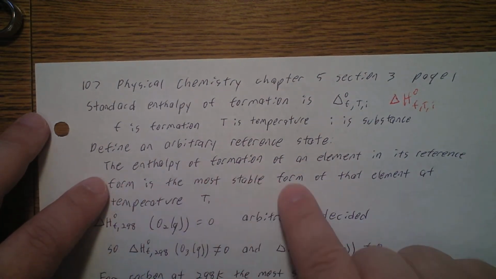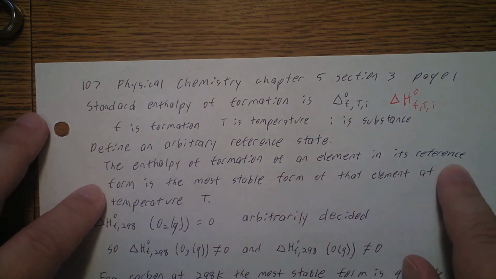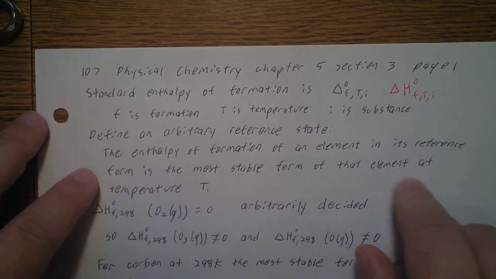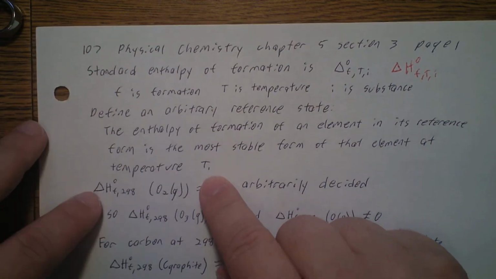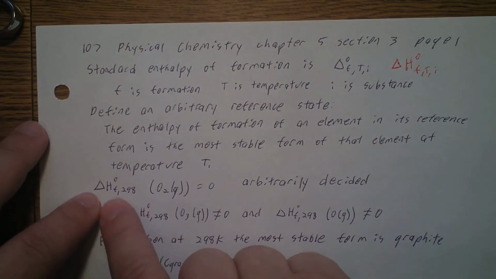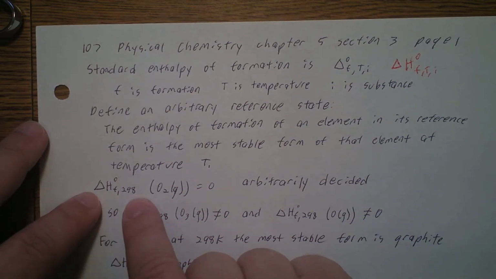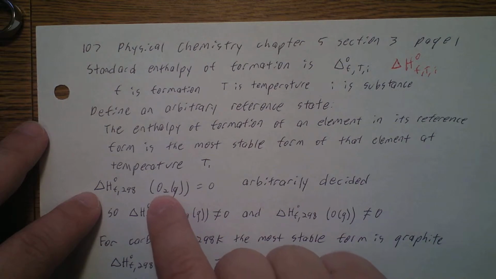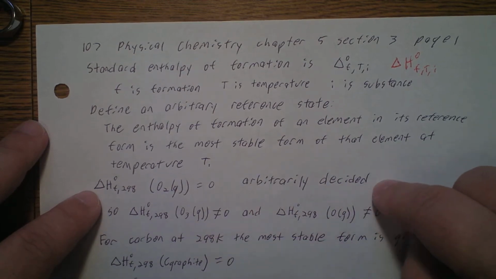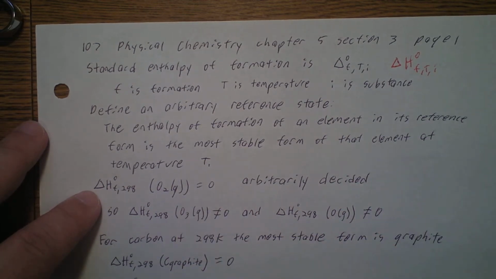The enthalpy of formation of an element in its reference form is the most stable form of that element at the temperature we're speaking of. For example, the standard enthalpy of formation at 298 kelvins of oxygen gas, diatomic oxygen gas, is equal to 0. This was arbitrarily decided. This is the reference state.